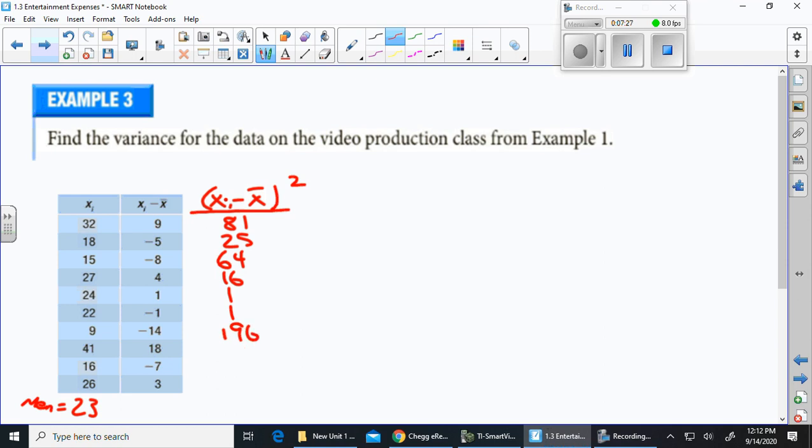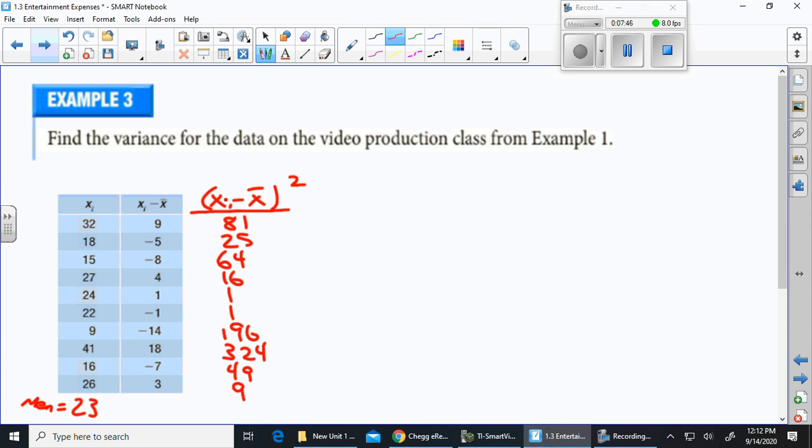18 squared is 324. -7 squared is 49. 3 squared is 9. Okay, so then I want to average those.